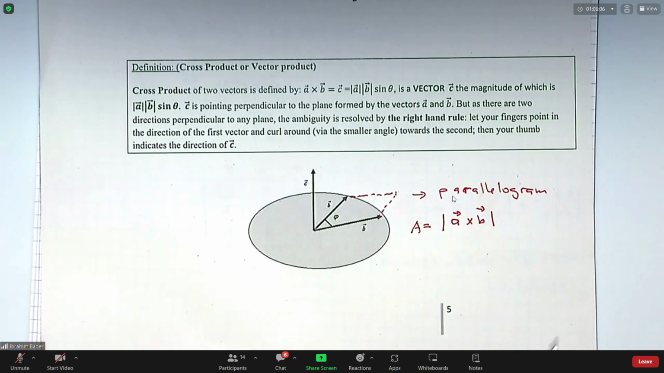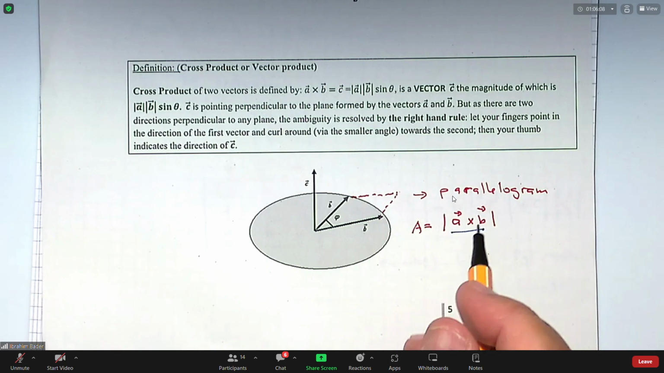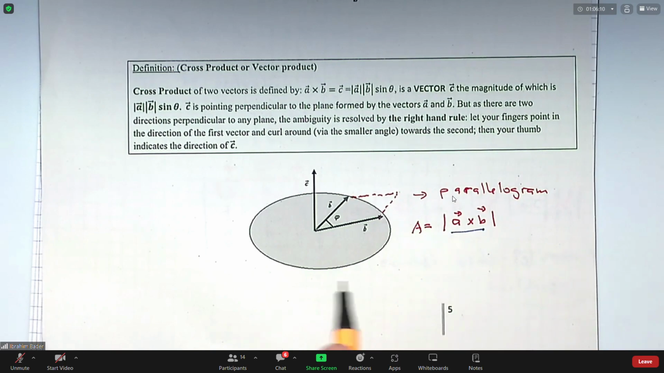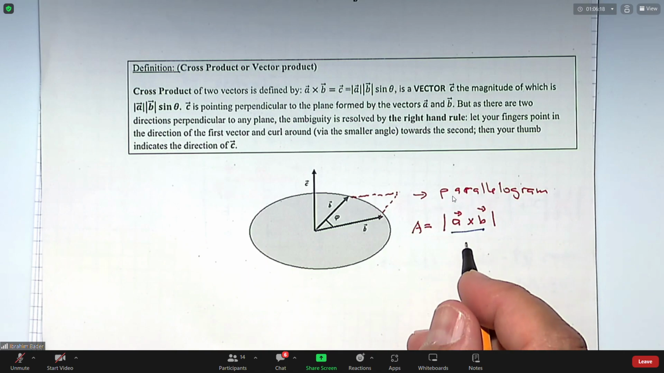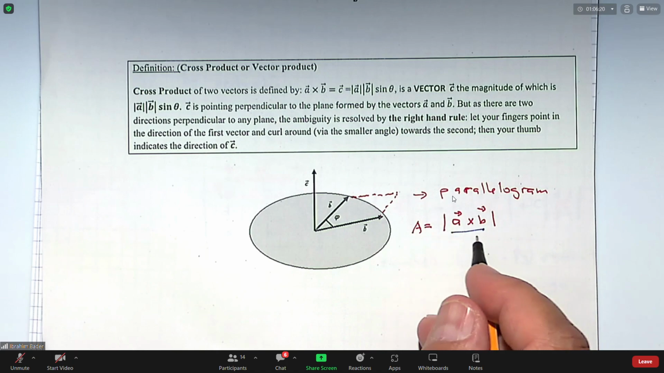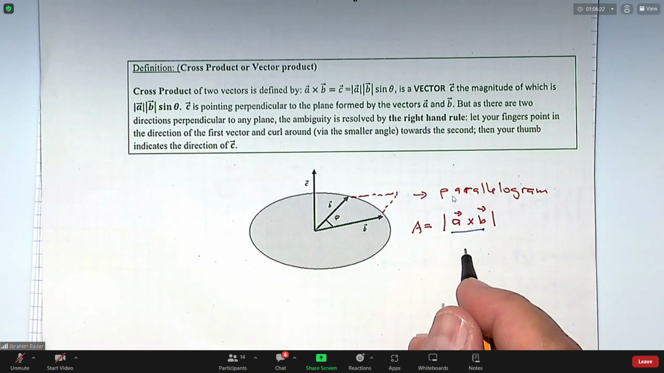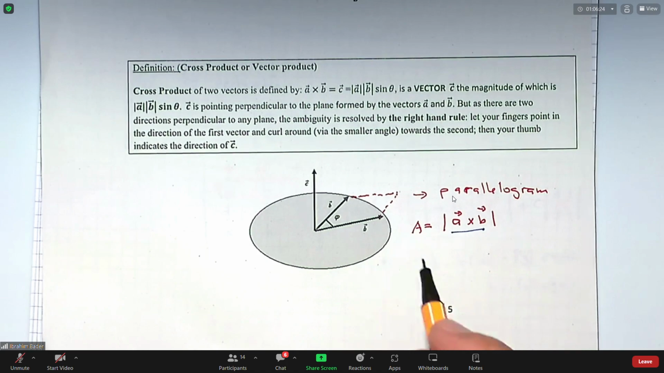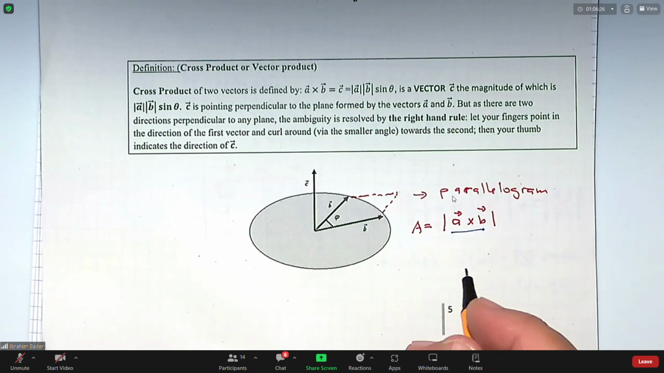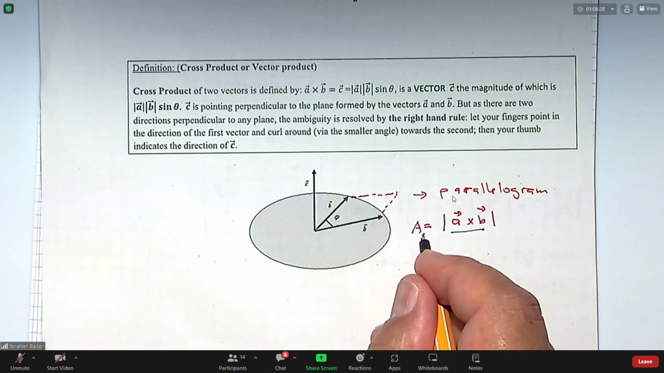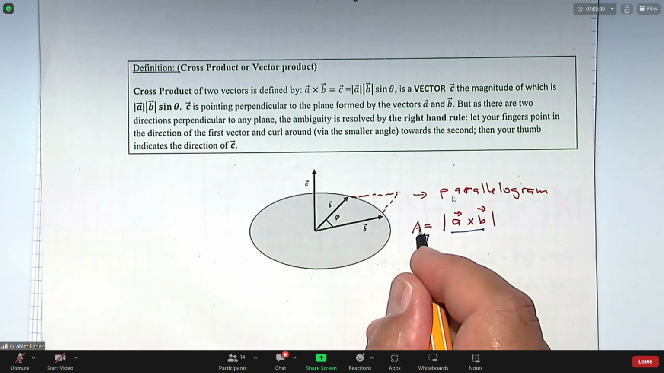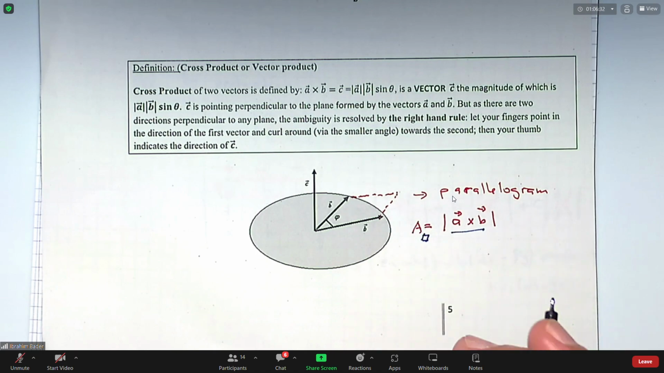Notice that the cross product will deliver a vector, but the magnitude is going to deliver a constant number. And taking the absolute value, we just make sure that this is a positive number, which will be the area of this parallelogram. Let me just distinguish this. So this is the area of the parallelogram.